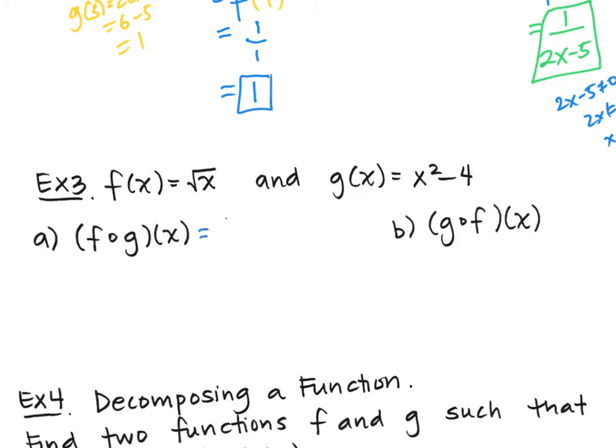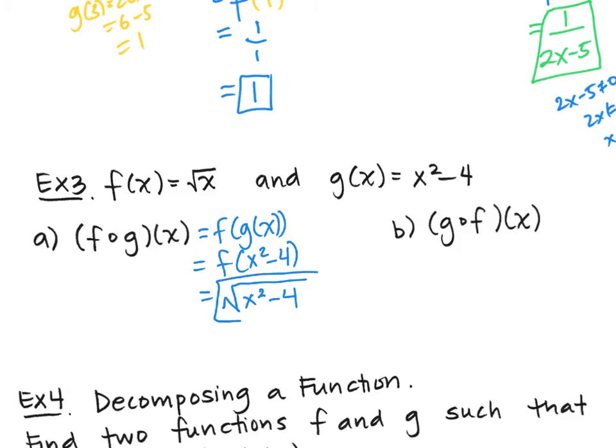Okay, so f composed with g of x is f of g of x. So this is really f of, what is g of x? x squared minus 4. Okay, and then I'm going to plug x squared minus 4 into the f function, which gives me the square root of x squared minus 4. Now if I could simplify this, I would simplify this. But in this case, this is as simplified as it gets.